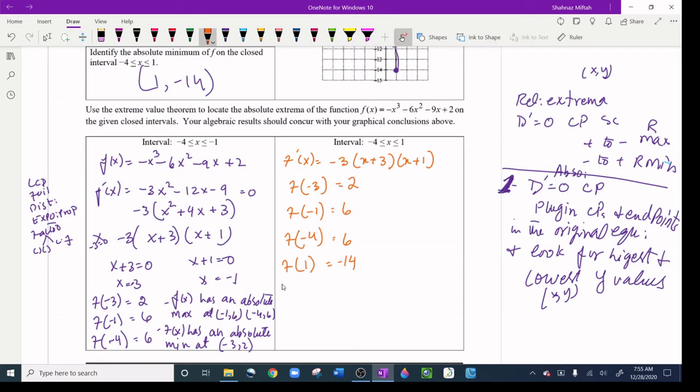So what is my maximum and minimum? I can say f of x has an absolute maximum at, the maximum is 6 and 6 again. So I got (-4, 6) and (-1, 6) because these are the highest y values. f of x has an absolute minimum. The smallest number is -14, negative numbers, that's -14. So at (1, -14).